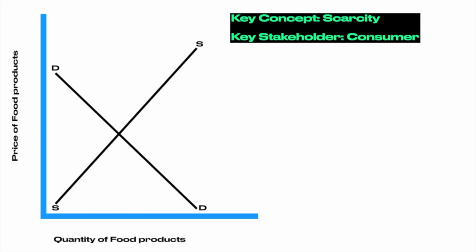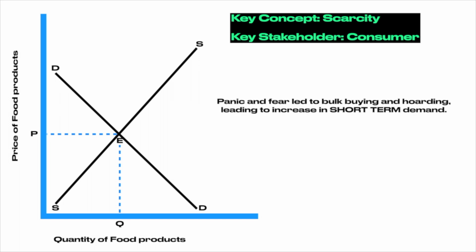We can see the demand curve and supply curve of basic food products. They have a price, quantity, and equilibrium point. However, during the initial stages of the pandemic, panic and fear led to bulk buying and hoarding, leading to an increase in short term demand. We can represent this by shifting the demand curve from D to D1.